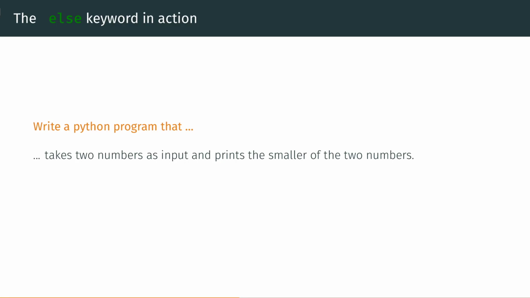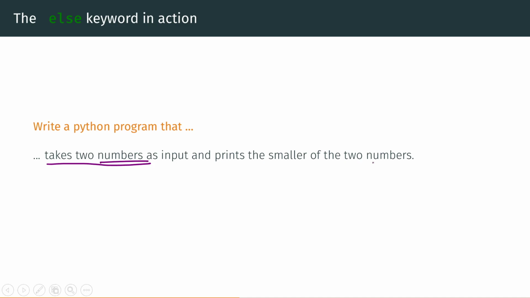So let's see how we can use the else keyword, or rather the if-else keywords, to write a program that takes a dual alternative decision. In this slide, we want to write a program that takes two integers and prints the smaller of those two integers. Whichever is the smallest, I'll print that.